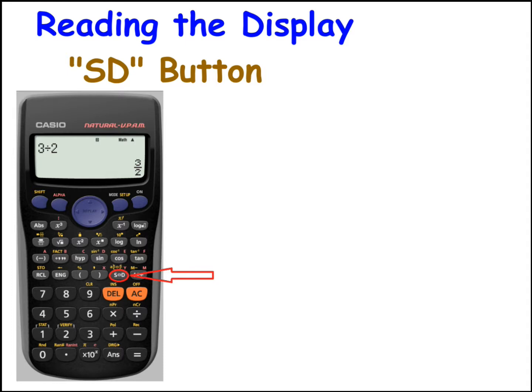One of the first things I need to introduce you to is what we call the SD button. This button here in the center right of your calculator is a very important button to know, and you need to know it before we actually go into doing calculations.